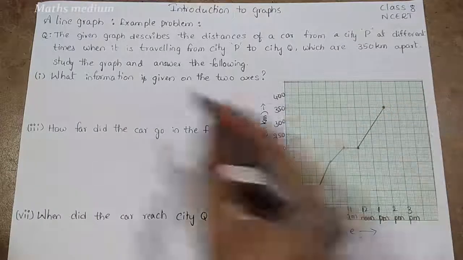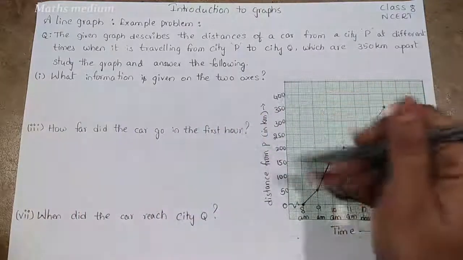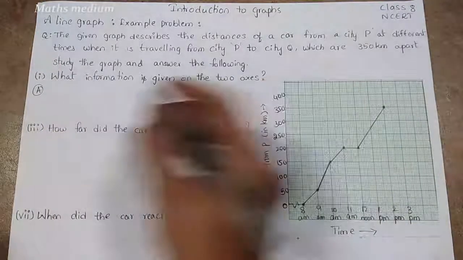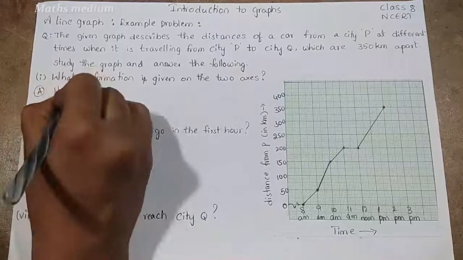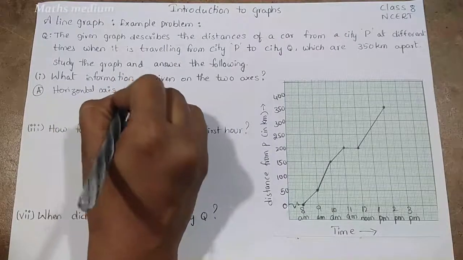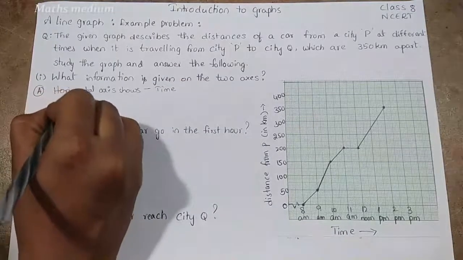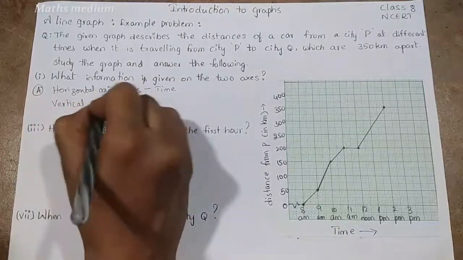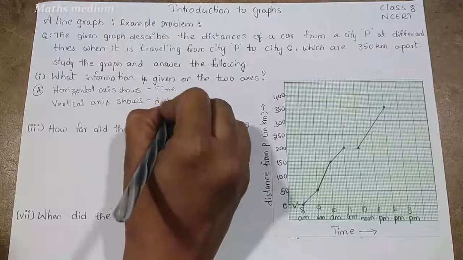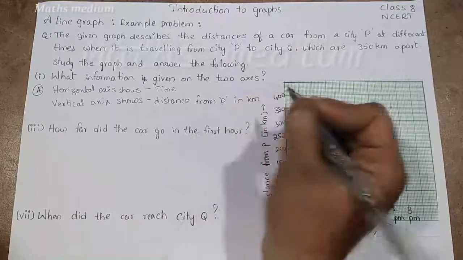So let's start. What is the question? What information is given on the two axes? So time and distance. Let's write the answer. This is horizontal and this is vertical, right? So the horizontal axis shows time. The vertical axis shows distance from P in kilometers.